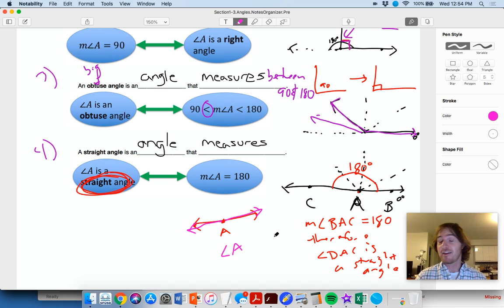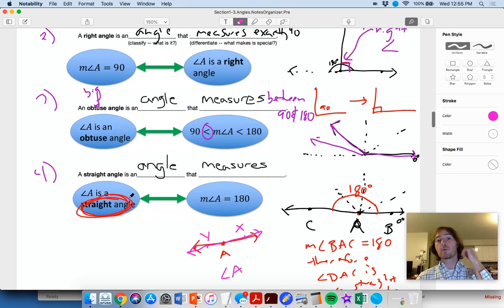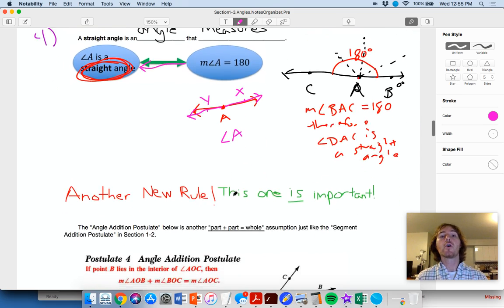So we can call this angle A if I want to. If I put some points down, I can call it other stuff. I can call it XAY, for instance, okay? So the same thing goes here too. If we're told something is a straight angle, then we can make the conclusion that that angle measures 180 degrees. If we've somehow proven or it comes up, like we see something measures 180 degrees, we can then make the conclusion that it's a straight angle. We can go that direction too, okay? So I wanted to point that out.